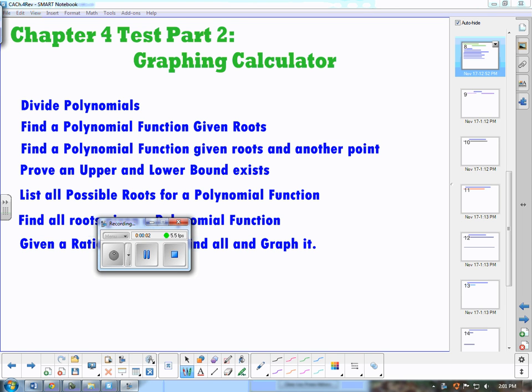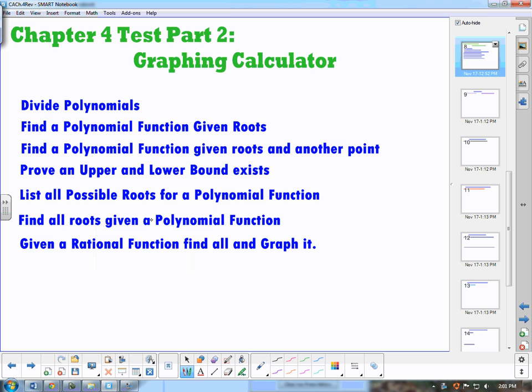Alright, so for part 2 of the test, you will be asked to do all of these different things. Just divide some polynomials. You'll have to find a polynomial function given the roots and write it in standard form. You'll have to find a polynomial function given the roots and another point, and with that one I'm not going to ask you to write it in standard form.